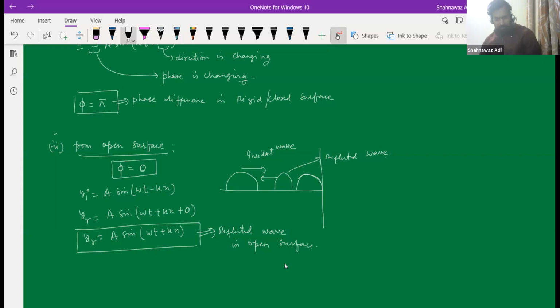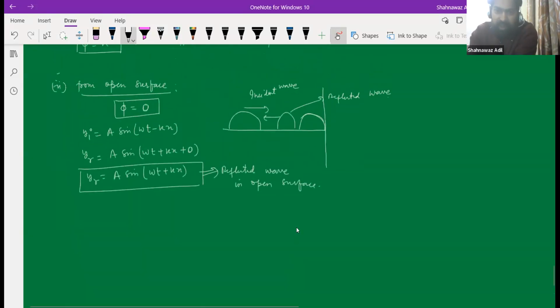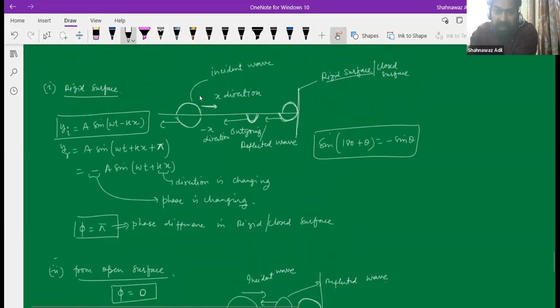Done, sir. Okay, so now let us understand. This is a very crucial part, right? You understood that whenever the propagation is in the negative x direction, that is how we write the displacement of the wave. This is very important. And whenever the propagation is in the positive x direction, that is how we write it, right?